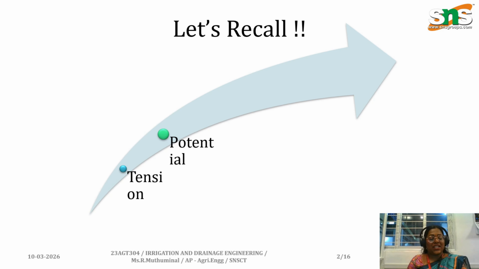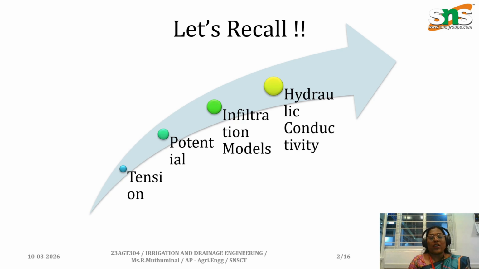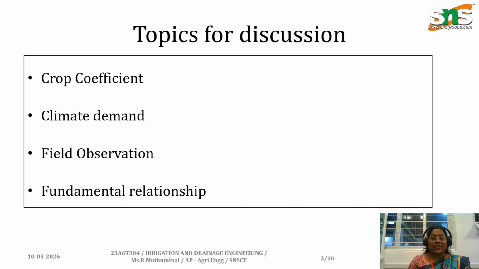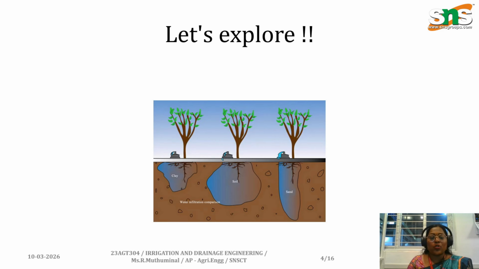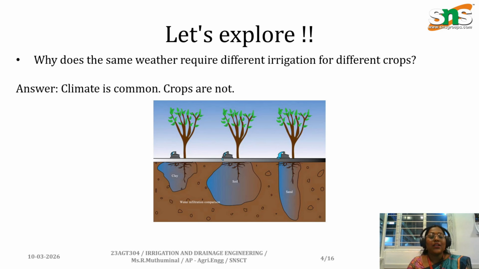Before going into the session, let us have a small recap of what we have seen in the previous lecture series. We have seen about soil water tension, soil water potential, infiltration models, hydraulic conductivity and rooting depth. Today's topic discussion will be over the main concept crop coefficient, the climatic demand, field observation, and the fundamental relationship. The crop coefficient helps us to estimate the actual water requirement of different crops under specific climatic conditions.